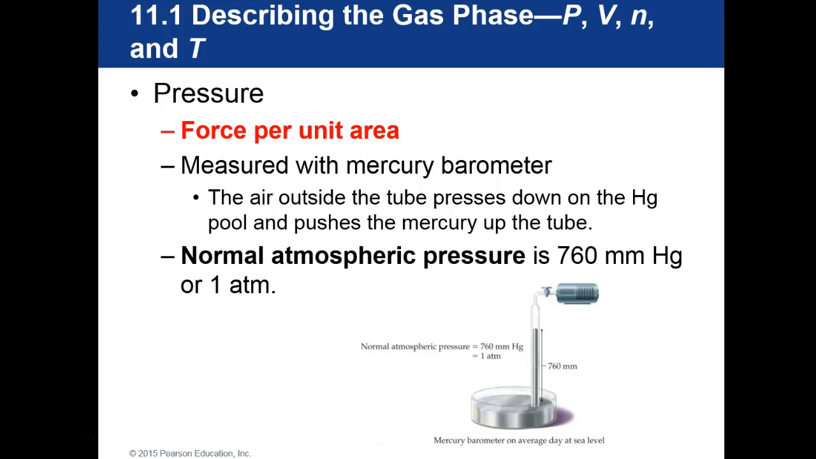Next is pressure. The definition of pressure, and this is important to remember, is the force per unit area. We usually measure this with a mercury barometer. You may have heard your meteorologist talk about the barometric pressure outside. This is the air outside the tube pressing down on mercury, and it pushes the mercury up in the tube. Normal atmospheric pressure is 760 millimeters of mercury, and that is the distance that the mercury travels up the tube. We call 760 millimeters 1 atmosphere of pressure. You are going to have to be responsible for knowing that 1 atmosphere of pressure is 760 millimeters of mercury.